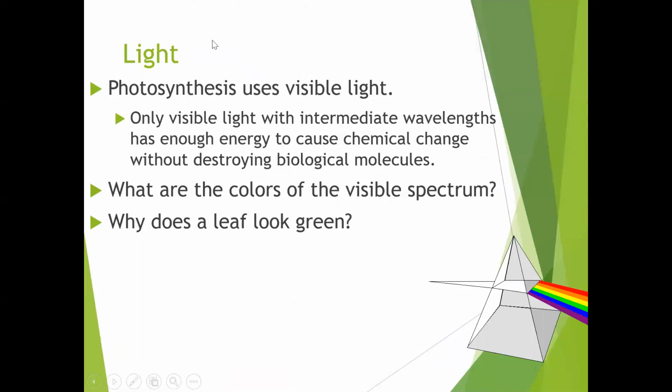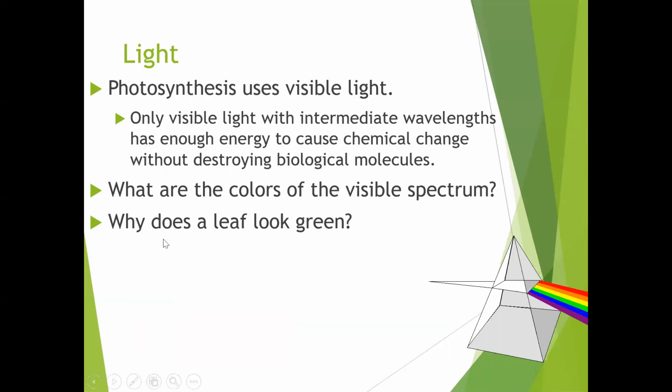Now, before we talk about the actual process of photosynthesis, we need to touch a little bit on light, because photosynthesis uses visible light, the visible light spectrum. Just a few questions before we get into it: what are the colors of the visible spectrum? I'm sure you have at some point heard of Roy G. Biv: red, orange, yellow, green, blue, indigo, violet. And what light does, with the help of pigments, is they're going to absorb certain frequencies.